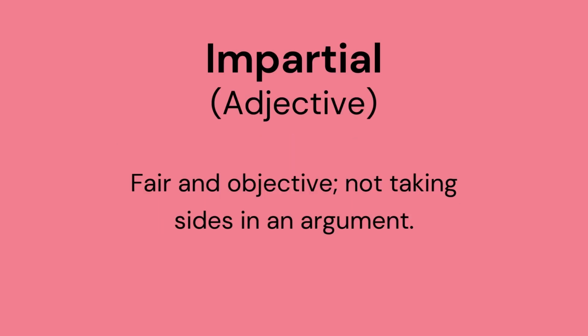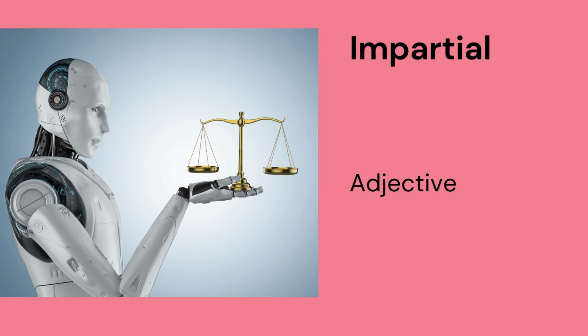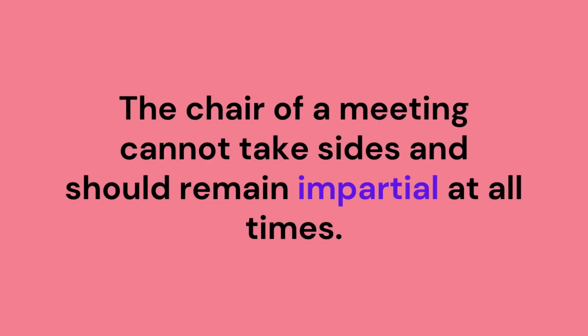Impartial. Impartial is an adjective, and it refers to somebody who is fair and objective, a person who usually does not take sides in an argument. And I wonder what is more impartial, perhaps, than a robot that we can see in this picture weighing in its hand the scales of justice, meaning impartial. Justice is supposed to be impartial. Also, in a business sense, the chair of a meeting cannot take sides and should remain impartial at all times.